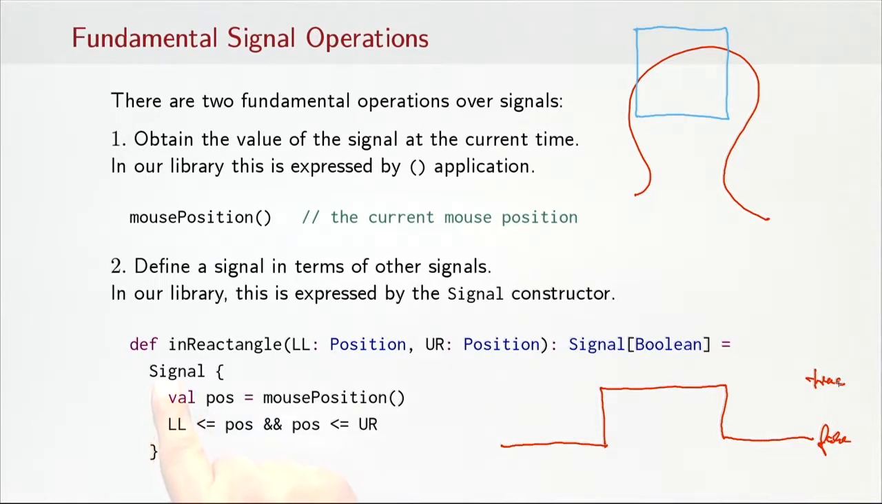Here's how I would define it. I would define the signal inRectangle, which takes as parameters the coordinates of the rectangle given as a lower left corner and an upper right corner.